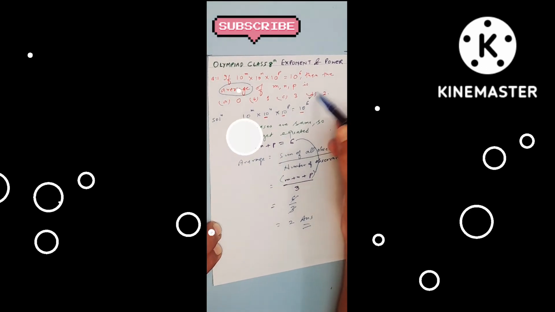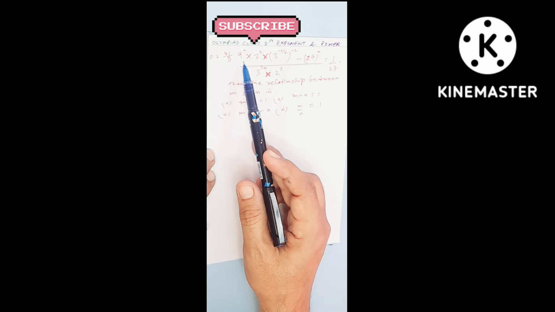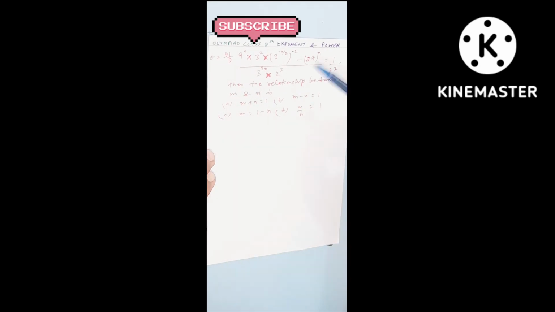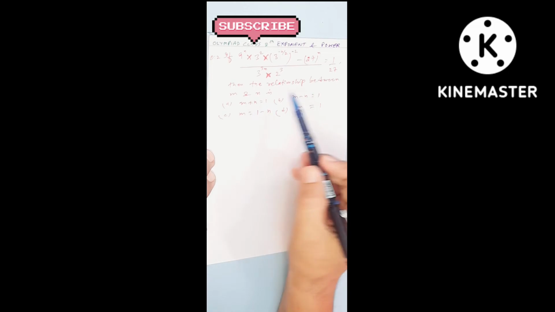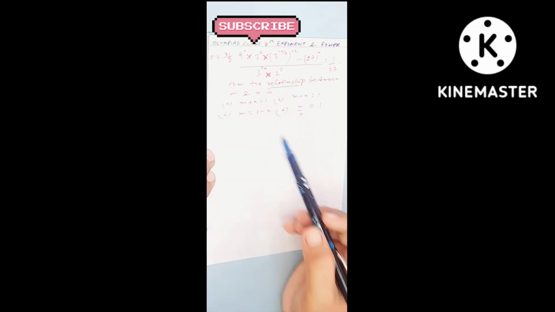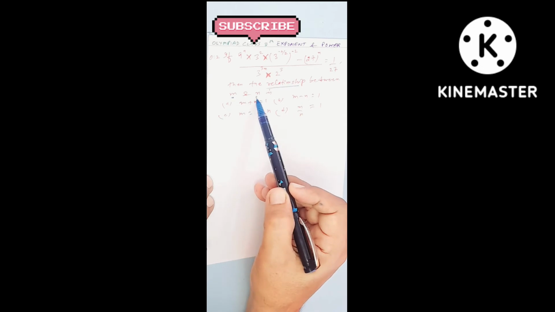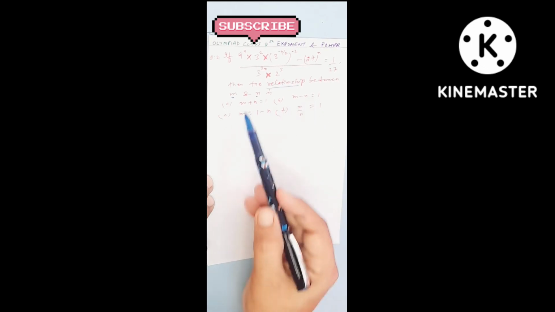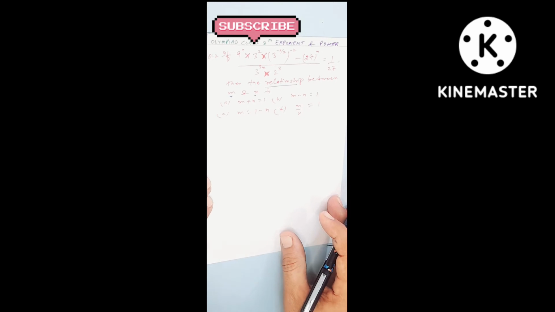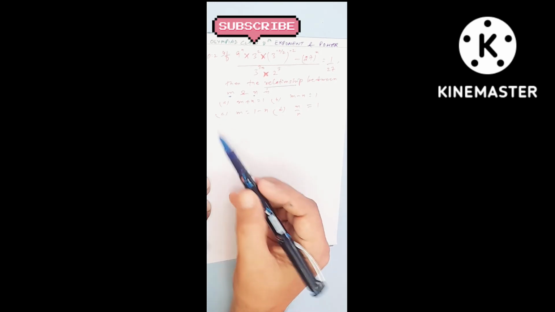The next question is, if 9 to the power n into 3 to the power 2 into 3 to the power minus n by 2 raised to the power minus 2 minus 27 raised to the power n whole divided by 3 raised to the power 3m into 2 raised to the power 3 equals to 1 by 27, then we have to find the relationship between m and n out of these given 4 options. So children, let us do the calculation.